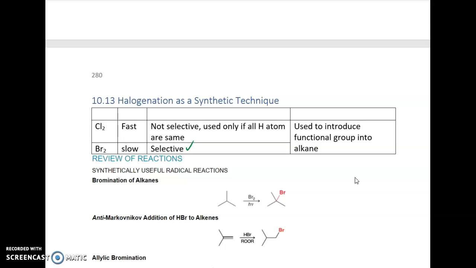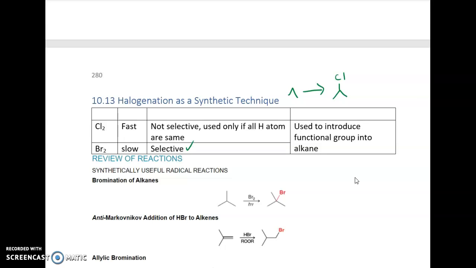You use these to introduce a functional group into an alkane. So I don't know whether you noticed, but when we were doing all our other synthesis, we started with something that had a functional group on it, and then we took it off and made a double bond or whatever we wanted to do. This gives us the opportunity to take this and make that.